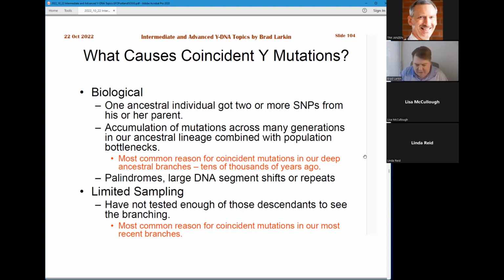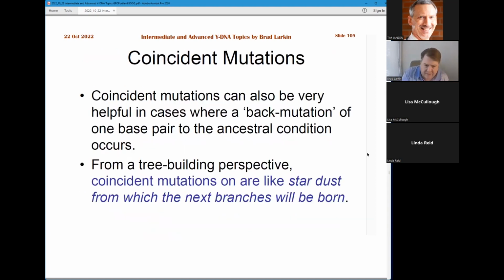We'll find many mutations from the human reference sequence, but we only have one person, one instance. So we can't put those into multiple layers. They all become part of one branch at the time they're discovered. Eventually they get broken out. Coincident mutations can also be very helpful because it's rare, but where we do have a back mutation in one base pair, we can still look at all the other coincidents and say, okay, if they have 9 out of 10 and that one back mutated, then we can either add a branch to the tree or we can say this is just a back mutation.